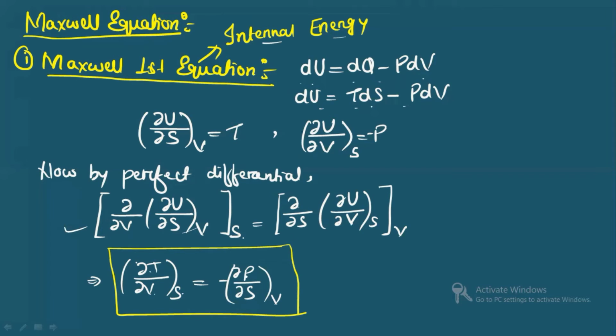It is equal to what? Del del S, del U del V means what? Minus P. So I have written here minus P at constant volume. This is how you can get the Maxwell equation. It's very easy. You just have to write the internal energy equation, and already we have evaluated the temperature and volume quantities from that only. Okay, so this is the first Maxwell equation.